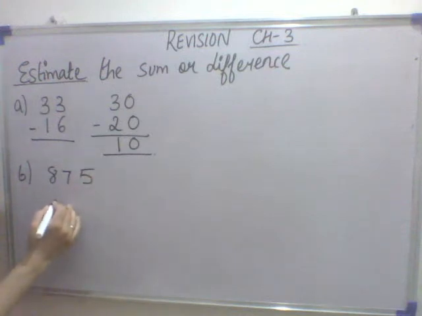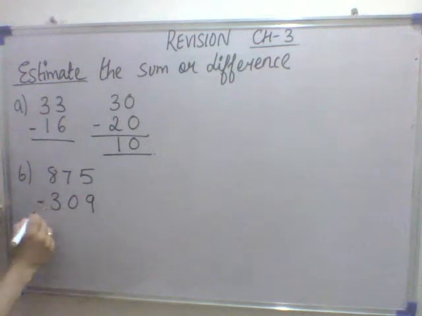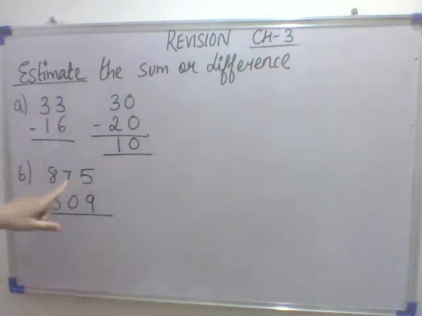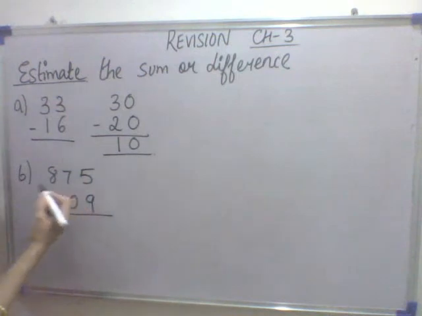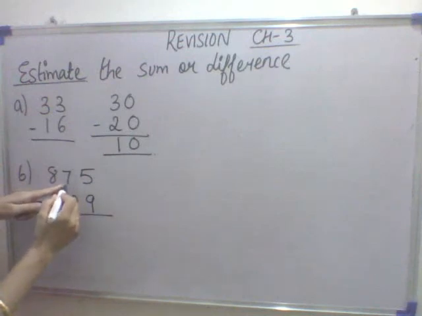875 and 309. You have to subtract it. 875, you have to round off this number. So how will you be rounding off this number? You have to round off to the nearest 100. So you will be seeing the digit at the tens place.